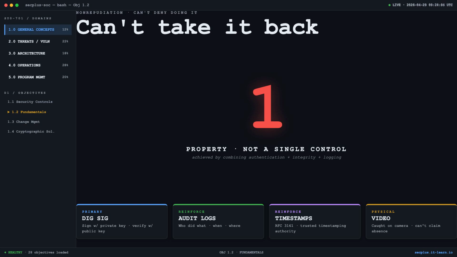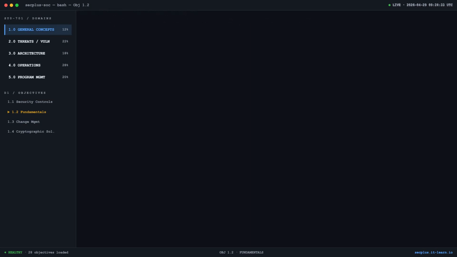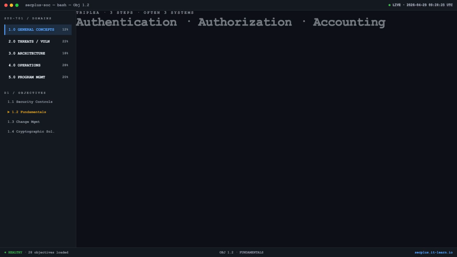And the exam keyword, if a question asks, how do we prove this user did this thing? The answer involves digital signatures. AAA: authentication, authorization, accounting. 3 steps, 3 different questions. Authentication asks, who are you? Authorization asks, what are you allowed to do? Accounting asks, what did you do? 3 completely separate functions, and on a real network, often 3 different systems.